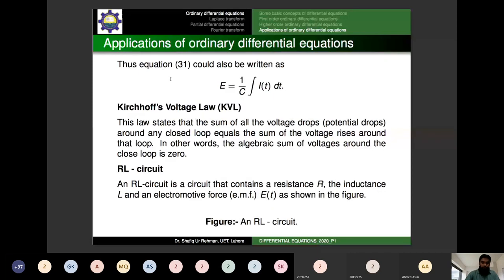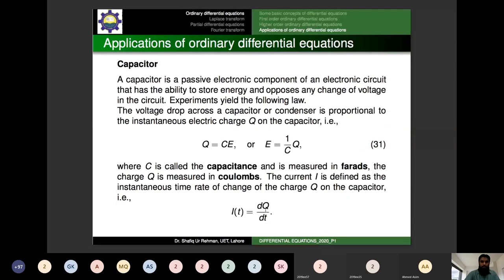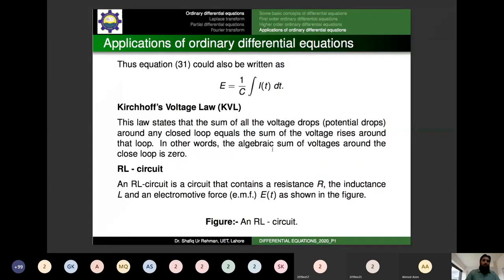So take this expression of Q from here by integrating both sides with respect to t and plug in over here. Once we take an expression of Q and plug it into equation number 31, we will be having an expression for capital E equal to 1 upon C times the integral of I of t, which is going to be the integrand. The integral will be performed with variable of integration t.